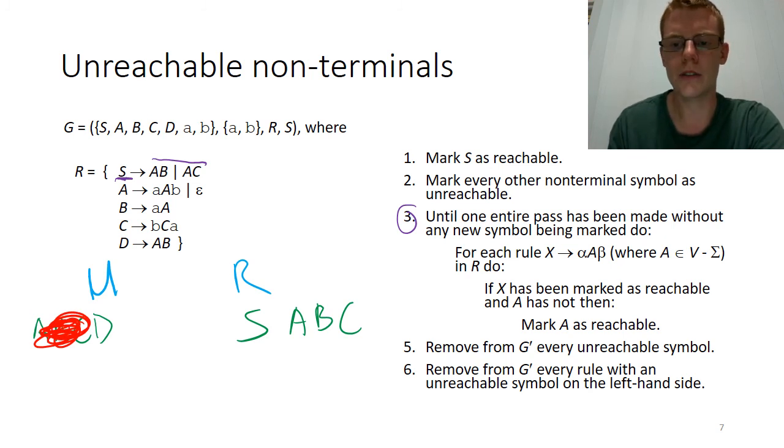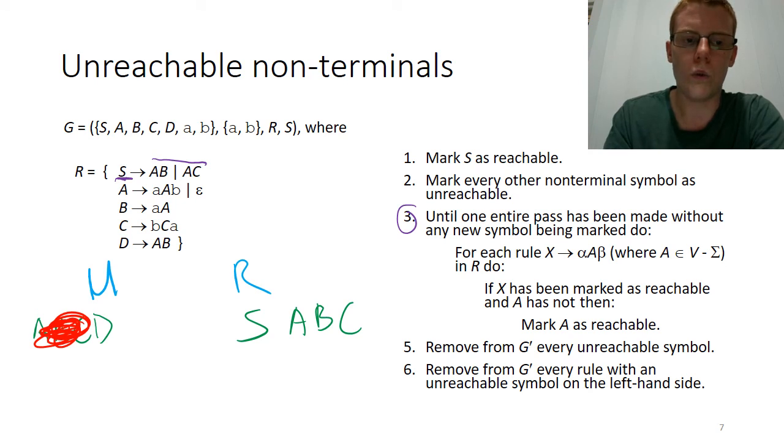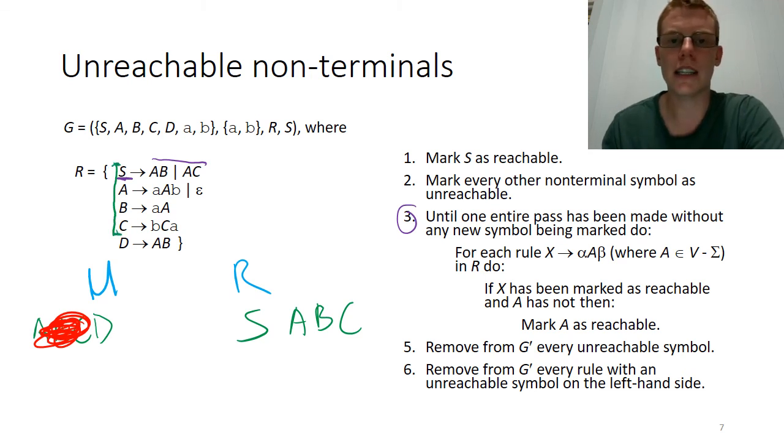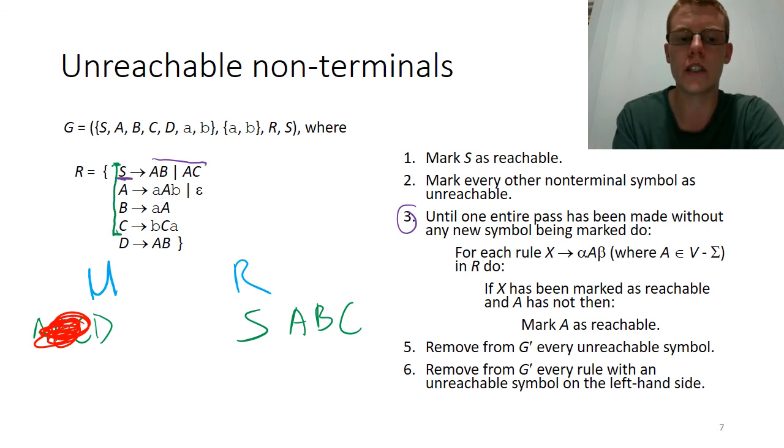Now we go back through and look at every rule. Now we have to look at all the rules that contain S, A, B or C on the left hand side, and then see if any of them contain something that is currently in U at the moment on their right hand side. And we look and we see that there is no D's on the right hand side, so we don't change anything. So at this point we've done an entire pass and we drop out.